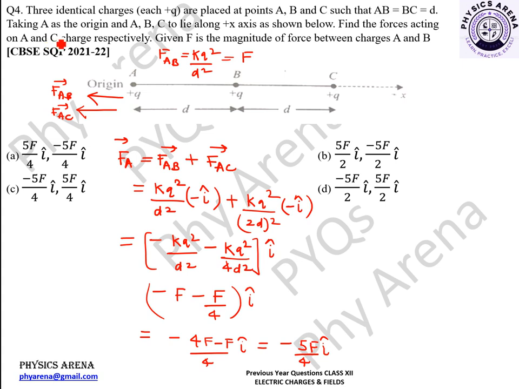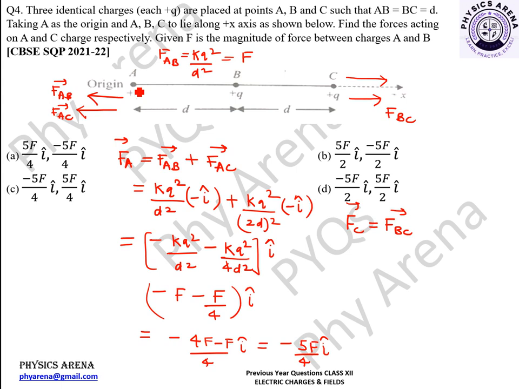We also need to find out the force on C. So Fc is the force on the charge placed at C due to the charges placed at B and A. F BC, the force on C due to the charge placed at B, will be towards the positive x-axis, because this is a positive charge and this is also a positive charge. The charge on B will try to repel it. So this will be F BC.